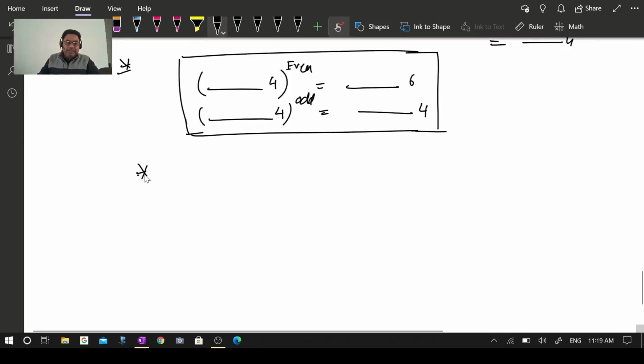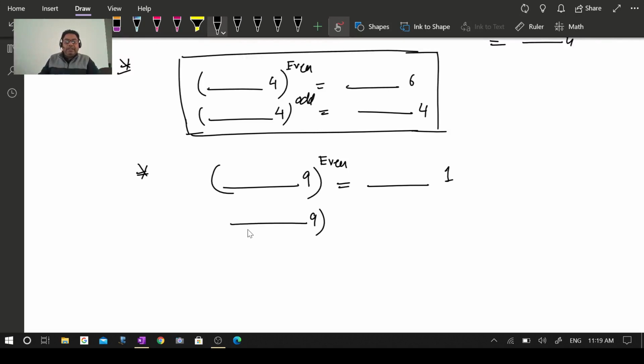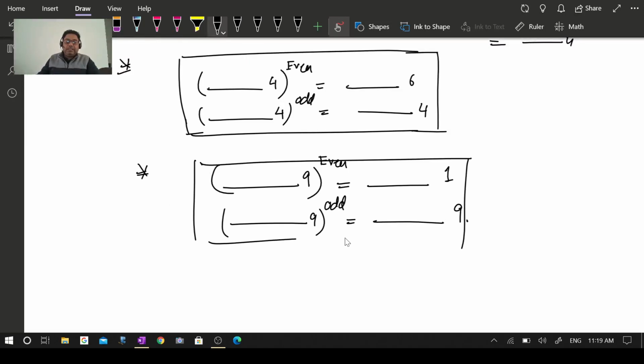Can I write this thing? Any number ending with 9 raised to the power even ends with 1, and any number ending with 9 raised to the power odd number would actually end with 9. So kindly check this result as well. Let's see if you are able to check it out. So with that, this is the basics of the unit digit of a number.